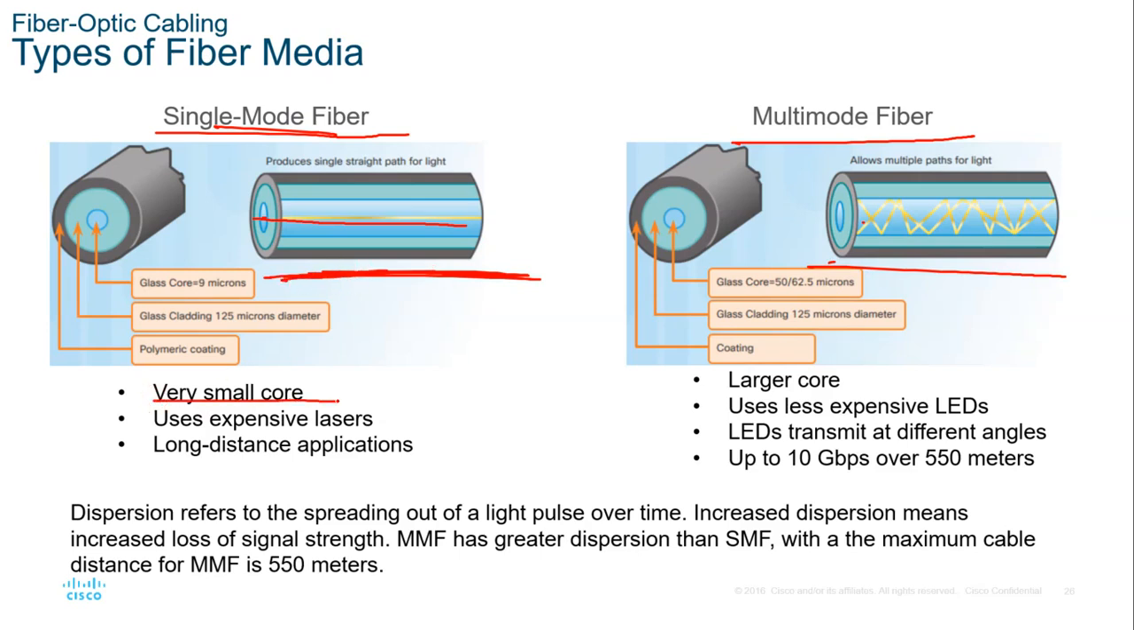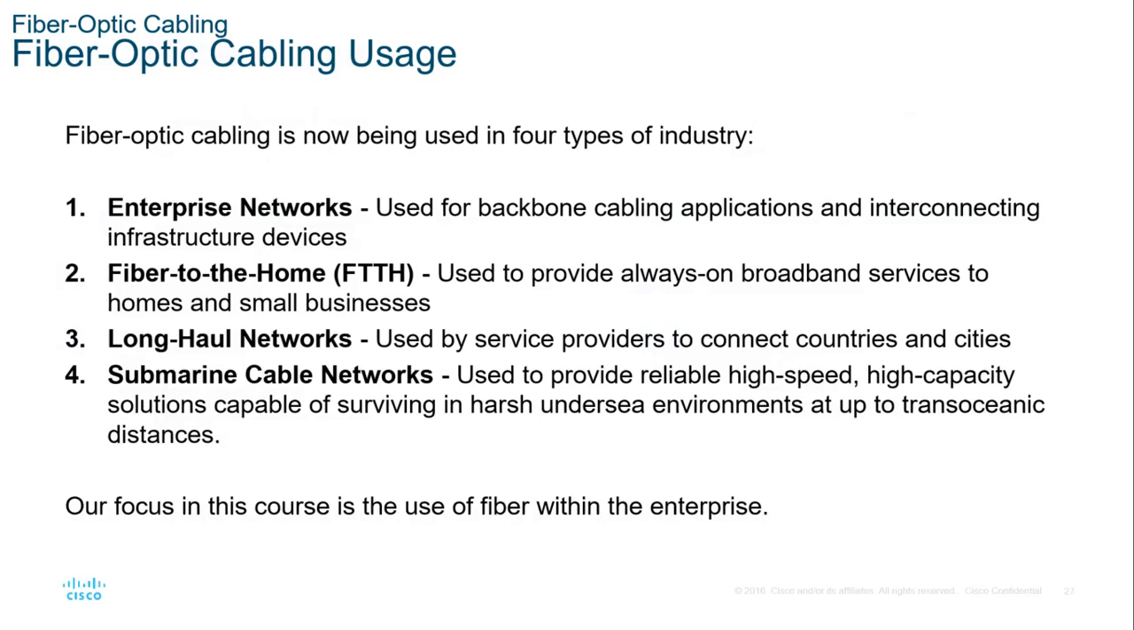Single mode has a very small core, uses an expensive laser, and is for long distance applications. Multimode has a larger core and uses a less expensive LED. The LED transmits at different angles, those are the angles of reflection. The capacity is up to 10 GB over a distance of 500 feet.